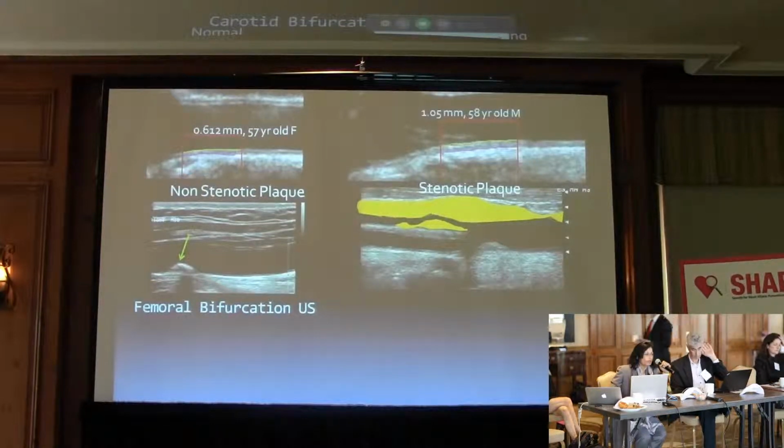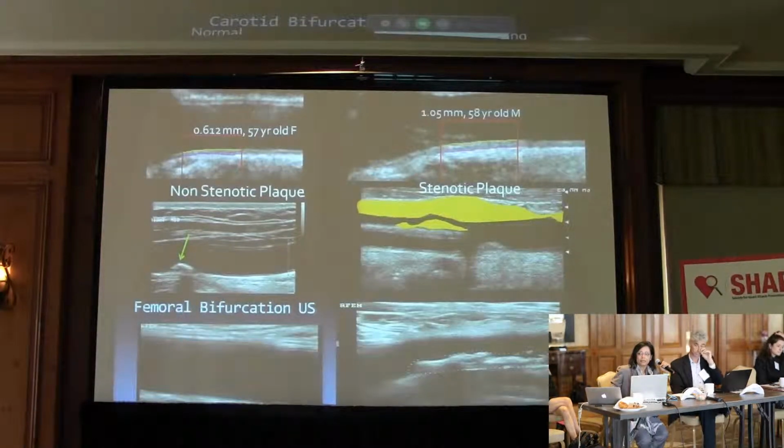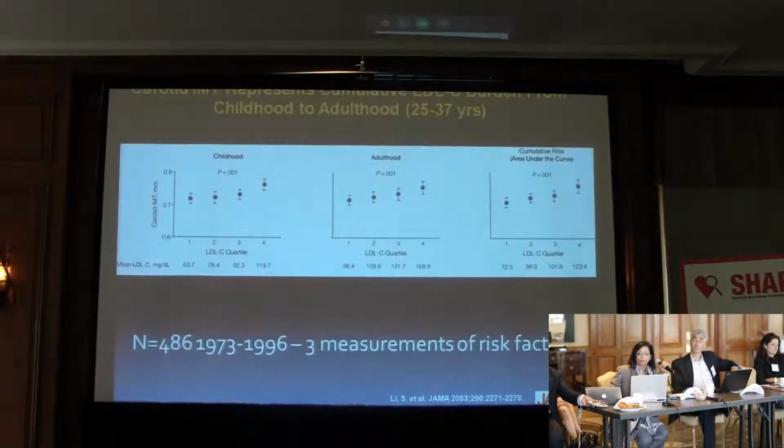Now, some people have not only just looked at IMT and plaque, IMT with or without plaque in the carotid system, they've also gone on to look at the femoral bifurcation and done the same kind of evaluation, IMT alone or IMT and plaque.